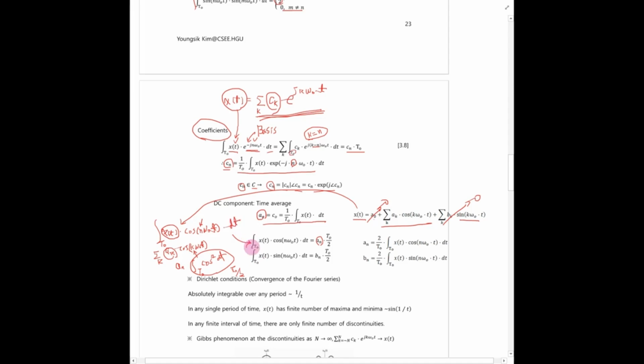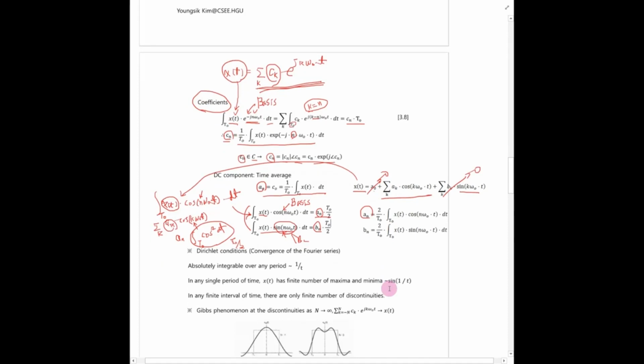What about the cosine and sine case? It's the same. The signal takes a dot product with the cosine basis function. These are basis functions. Then we can figure out the an coefficient. And by taking the dot product of the signal with the sine basis function, we can find the bn coefficient like that.